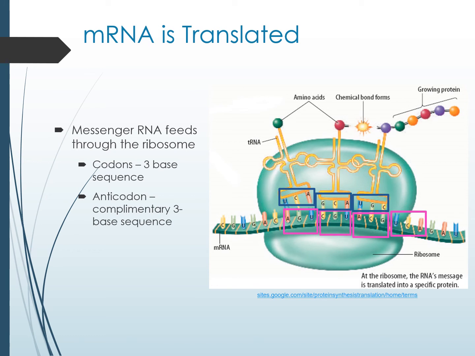Messenger RNA is fed through the ribosomal units. It is read in a 3-base pair sequence known as the codon. Notice the 3 letters in the pink boxes. These are codons and will be paired with a complementary 3-letter sequence on tRNA known as the anticodon. Notice the letters in the blue boxes. Look at the 2 sets of letters and you will notice they are complements of each other.